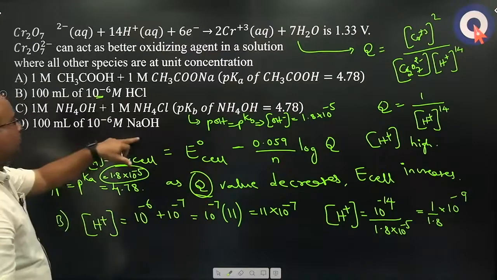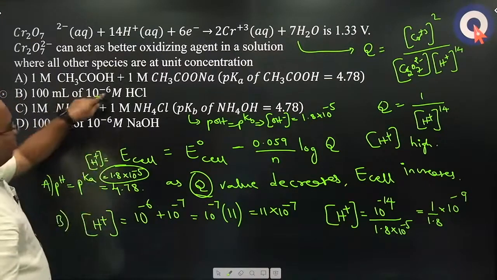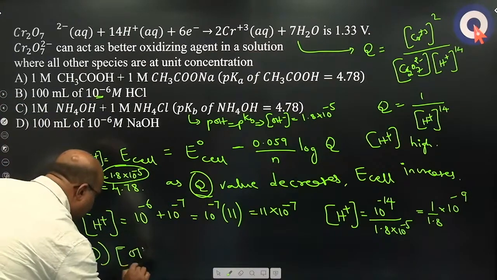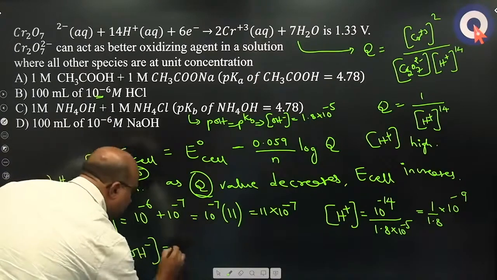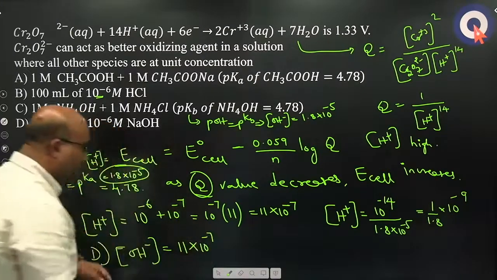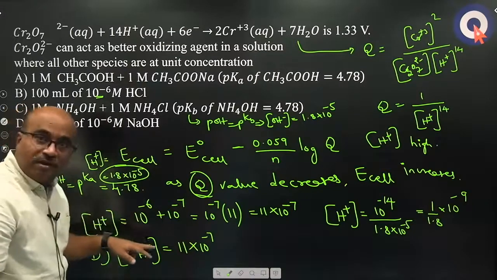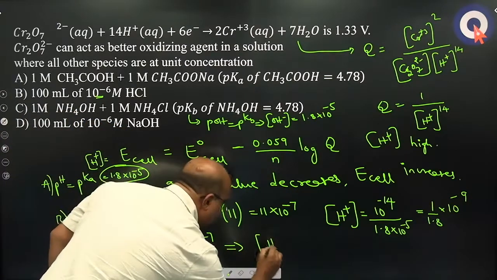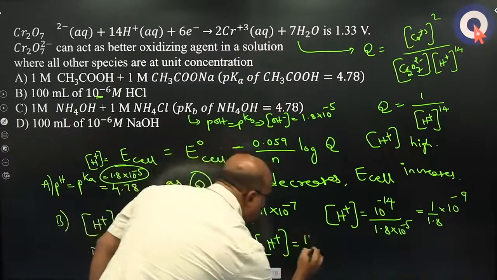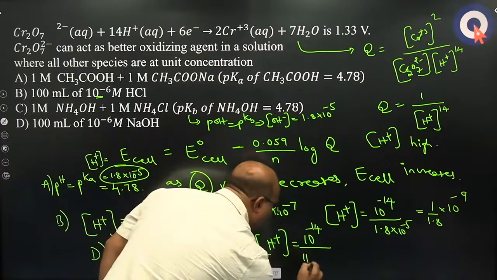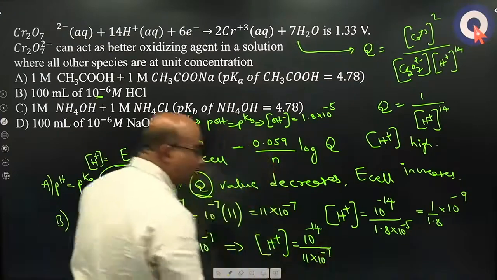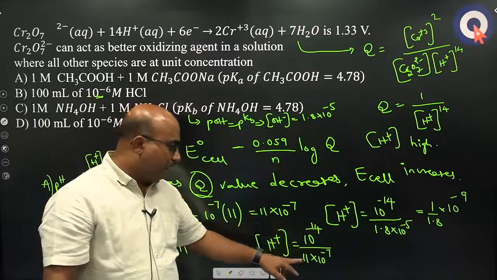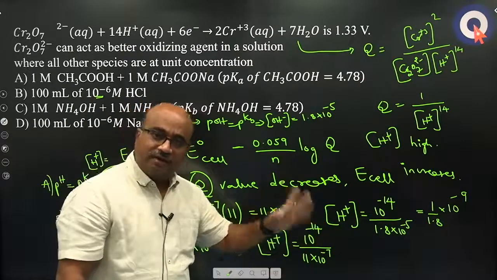So what is in this case? This is 10 to the power of minus 6, what we predicted. So for the D option, what we see is the OH minus concentration is this much, that is 11 into 10 to the power of minus 7. Same way, what we have done for the stronger acid, we will do the same for the stronger base. So what is the H plus concentration from here? The H plus concentration from here is 10 to the power of minus 14 by 11 into 10 to the power of minus 7. So it again comes as 10 to the power of minus 8 somewhere, so 10 by 11 into 10 to the power of minus 8.